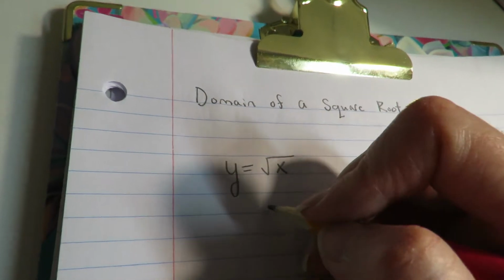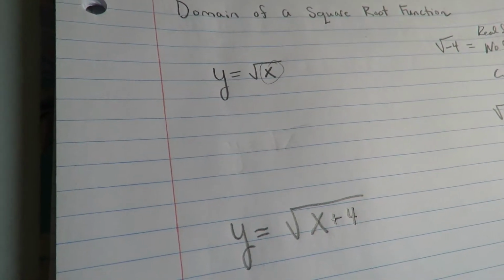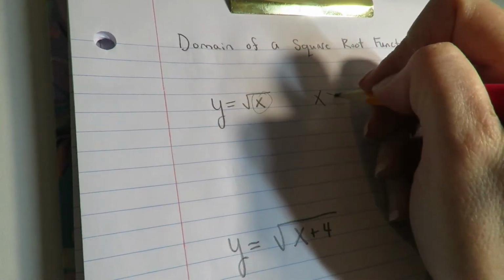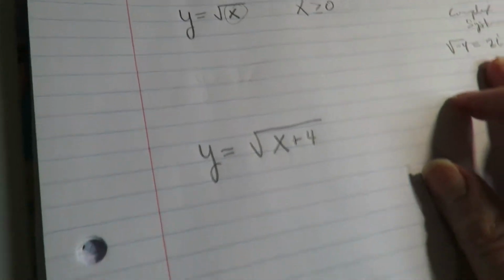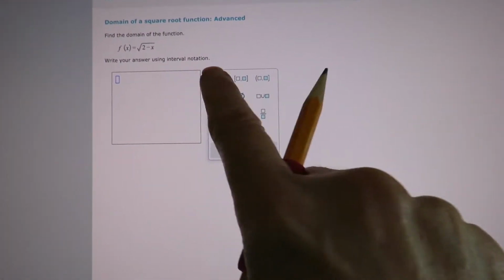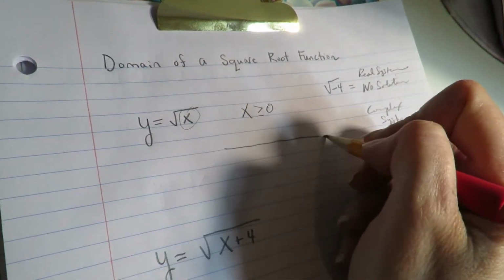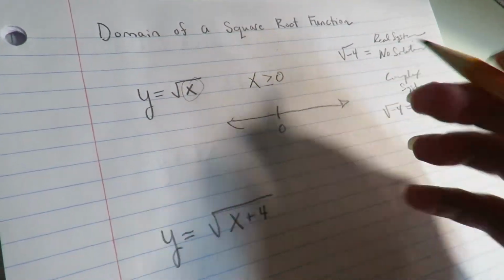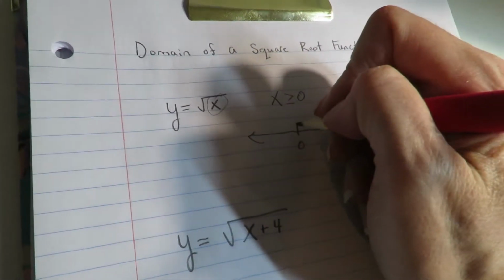So what we have to do is take whatever is under the radical, which is referred to as the radicand, and make sure that it is greater than or equal to 0. And they're asking for it in interval notation. So just as a reminder, when I draw this on the number line, this starts at 0. It's allowed to include 0, so it gets a bracket.